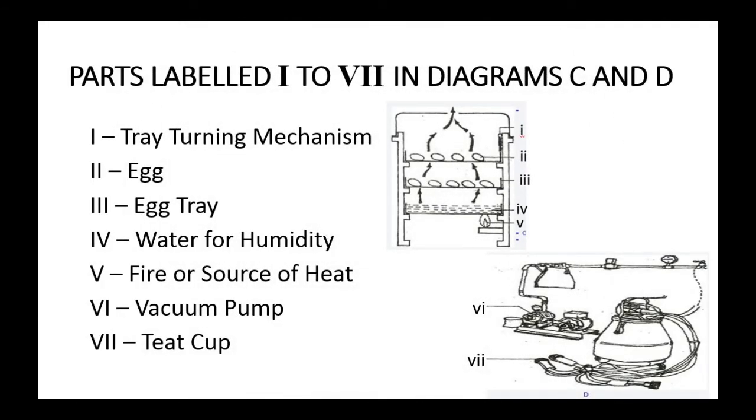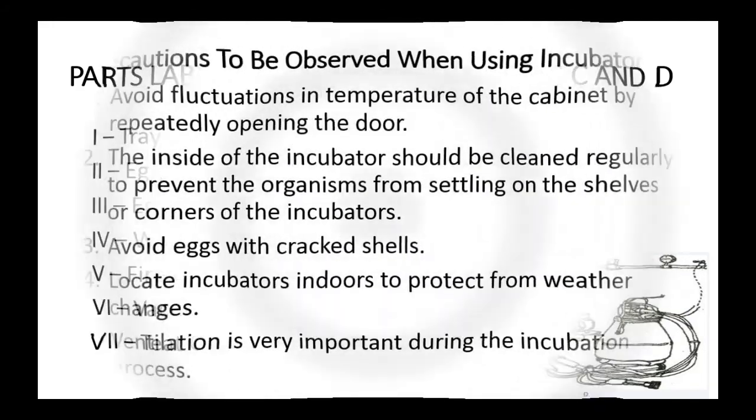Now let's look at the parts labeled I to VII in diagrams C and D. I is tray turning mechanism, II is egg, III is egg tray, IV is water for humidity, V is fire or source of heat, VI is vacuum pump, and VII is teat cup. That's it. So let's move on to the next answer.